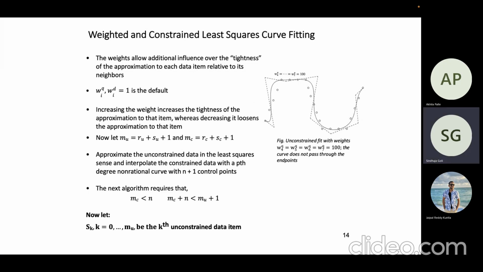Here, if we look at the picture, it is an unconstrained fit, but with the weights. The weights are w_q[4] equal to w_q[5], and w_q[6] and w_q[7], which are equal to 0, and the curve does not pass through the endpoints.